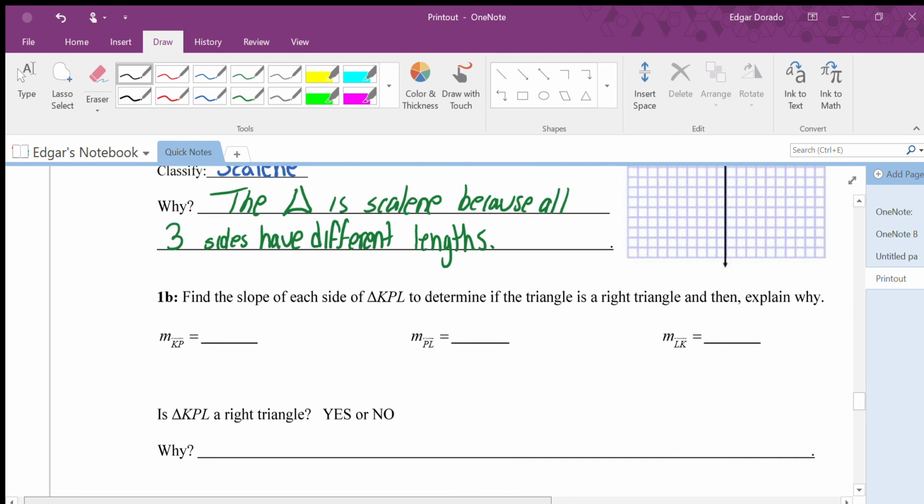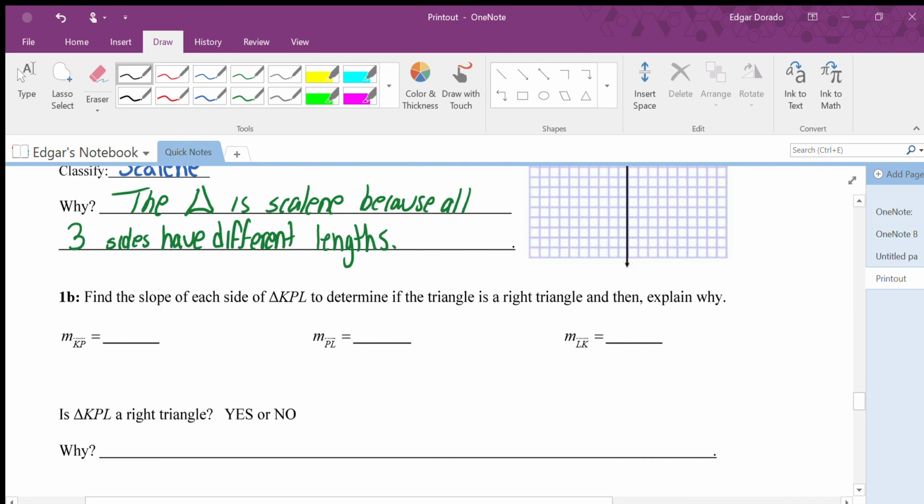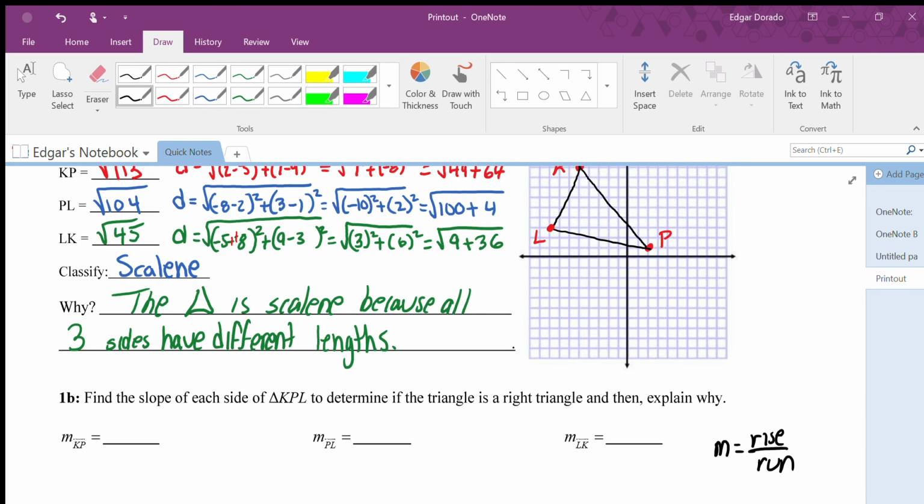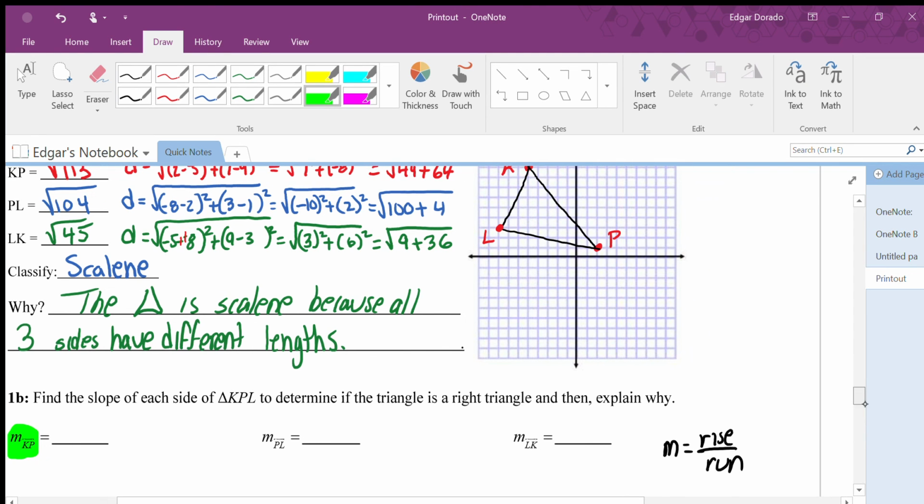Let's see. It says find the slope of each side of KPL to determine if the triangle is a right triangle and then explain why. Okay, well the good thing is that we have a diagram of our triangle and we have it on the coordinate plane, so it's really easy to find my slope. If you guys remember, slope is just the rise over the run. So let's look at it. The first one we're looking for is the slope of KP. So KP.